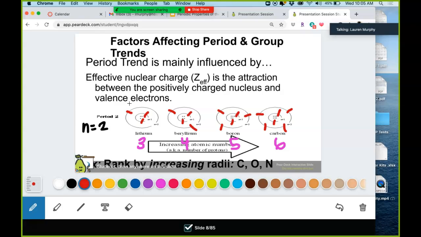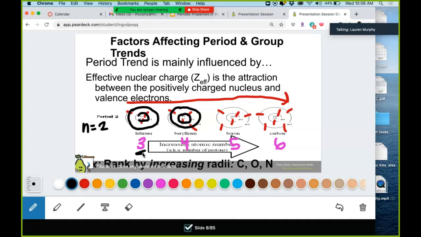So what happens is as you move across the period, left to right, you have the same number of shells. By shells, I mean rings. This one has 2 rings of electrons, or 2 shells of electrons. So we're maintaining the same number of shells of electrons. This one has 2, this one has 2. The difference is that this one has 3 protons in its nucleus, this one has 4, this one has 5, and this one has 6, and so forth across a period.